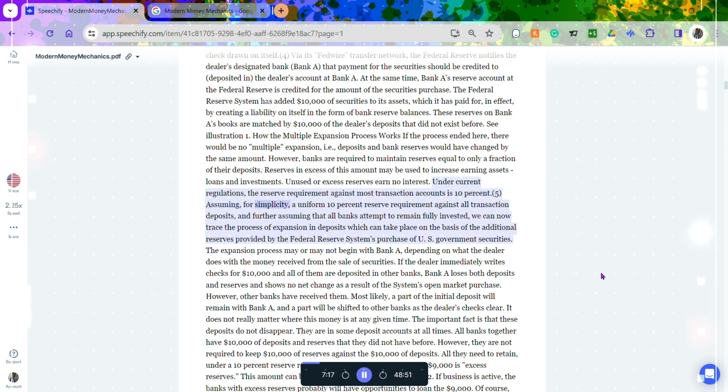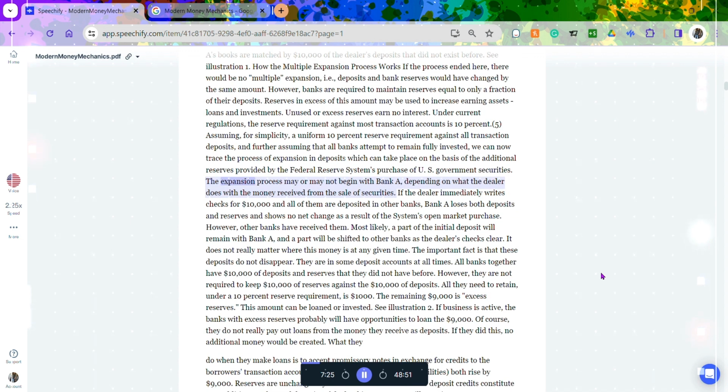Assuming, for simplicity, a uniform 10% reserve requirement against all transaction deposits, and further assuming that all banks attempt to remain fully invested, we can now trace the process of expansion in deposits which can take place on the basis of the additional reserves provided by the Federal Reserve System's purchase of U.S. government securities. The expansion process may or may not begin with Bank A, depending on what the dealer does with the money received from the sale of securities.